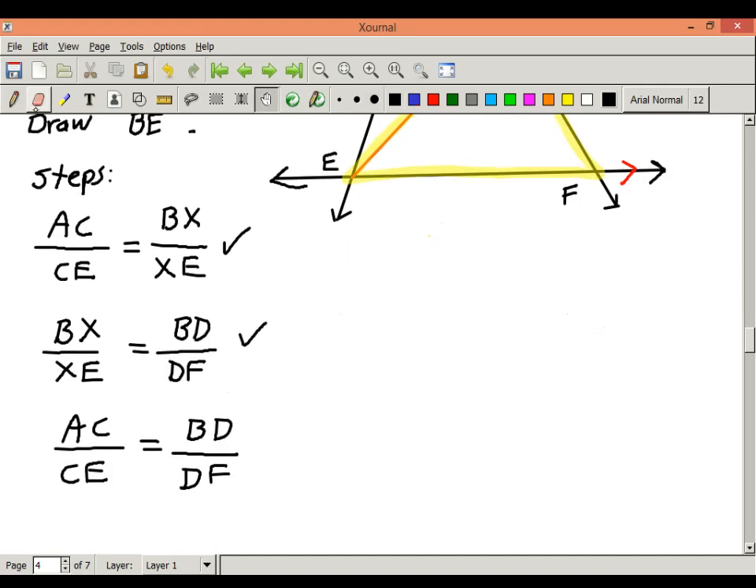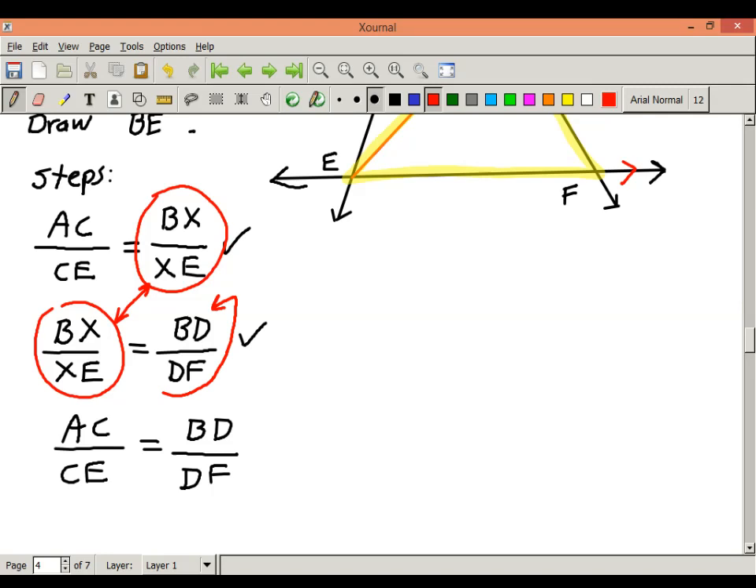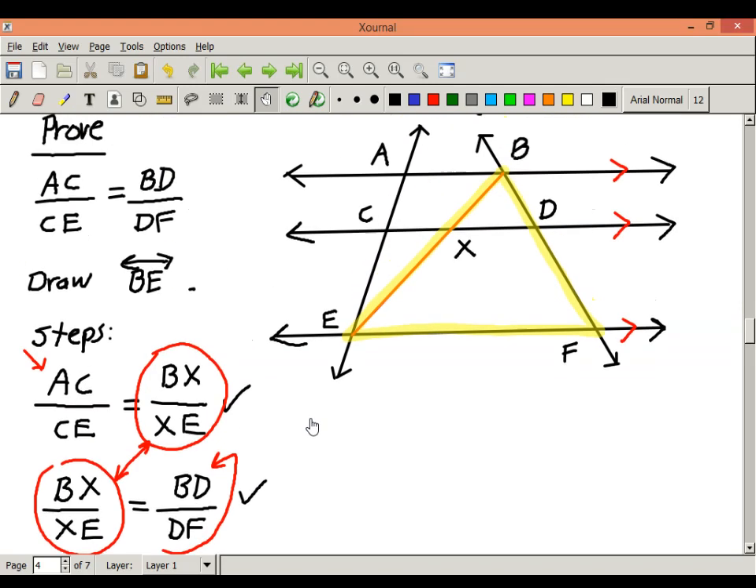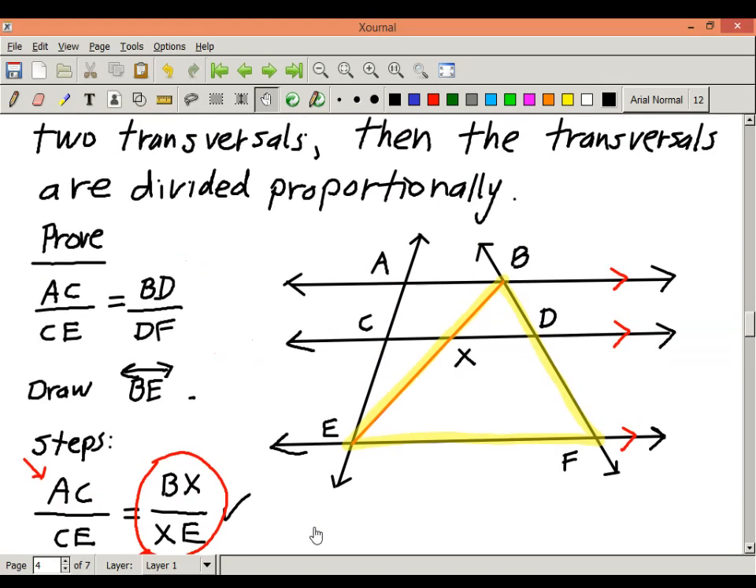Now, if you look at those two statements taken together, you got the transitive property, right? Because this fraction and this fraction, these are the same. So I got the first fraction equal to BX over XE. That BX over XE is then equal to this fraction. So the first fraction, when we started with this one, must be equal to the last one. So AC divided by CE is equal to BD divided by DF. And if you go back and look at what we were trying to prove, that's exactly what we were trying to prove.